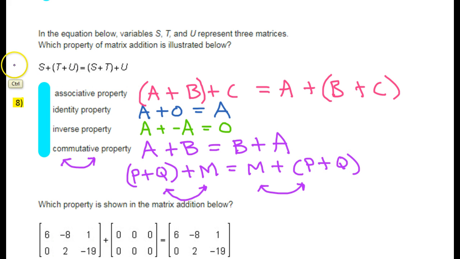So when I look at this problem right here, I see parentheses, so I'm wondering, okay, maybe it's associative property, maybe it's commutative property. The key is, are the letters in the same order? If so, it's associative property. Are the letters rearranged? In that case, it's probably the commutative property. So let's see. S, T, U, S, T, U. The order is the same. The only thing that moved was the parentheses. That tells me that this is the associative property. So the answer is going to be the first one.